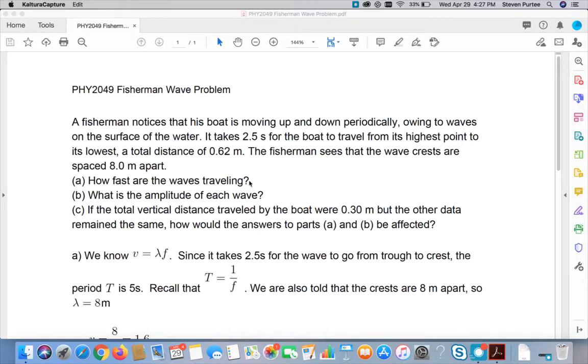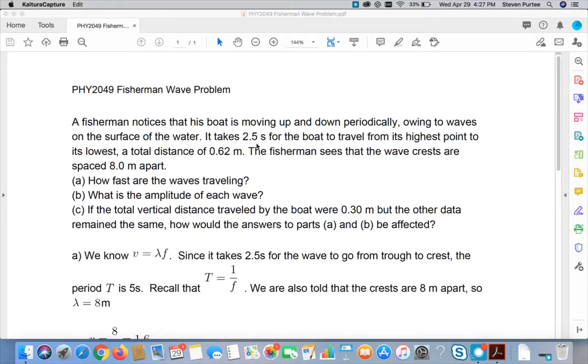Remember, in transverse waves, particles don't actually move left and right. Energy moves left and right. The particles move up and down. So our wave speed is lambda f. We'll have to figure out lambda and f.